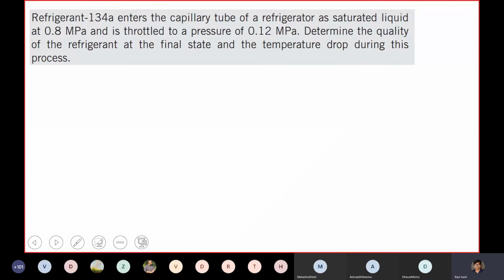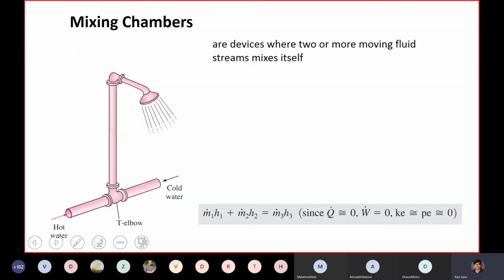So we'll not take up numericals right now. What we will do is try to finish things first, and then we'll come back with numericals today.